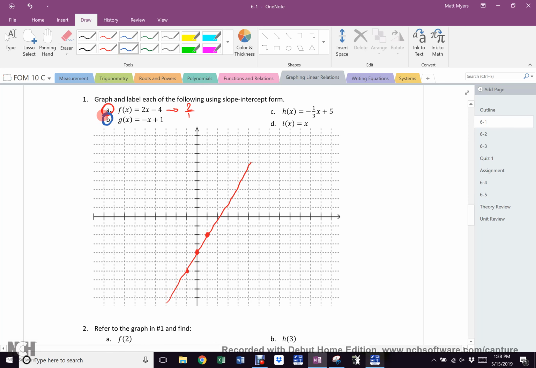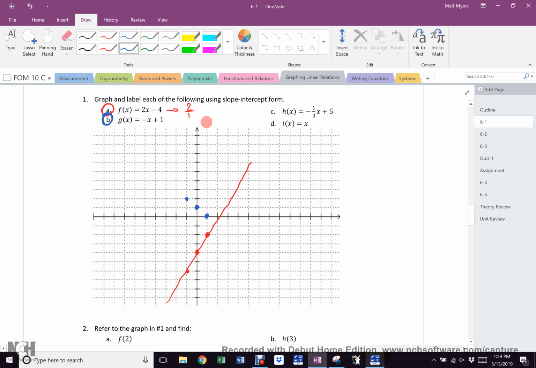Okay, let's do B. I'm going to do B in blue. Where do we start? On which axis? The y-axis. Why do we start there? Because it's the y-intercept. So there's my starting point. What's my slope? -1. So how do I do -1? Down 1 gets me my negative rise. Then what? To the right 1 to get a positive. And if I wanted to go to the left here, what would I do? Up 1, left 1.